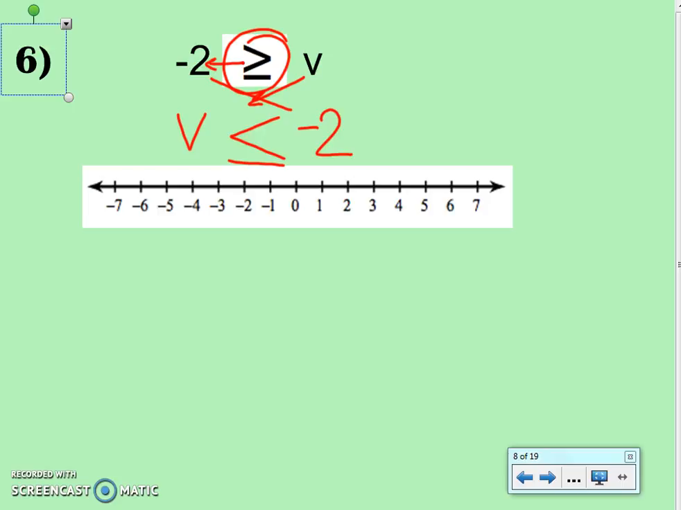If it's less than or equal to, remember closed circle. -2 can be one of my solutions, or it can be anything less than that. See, because I can put the stick in the arrow, it's pointing to the left.